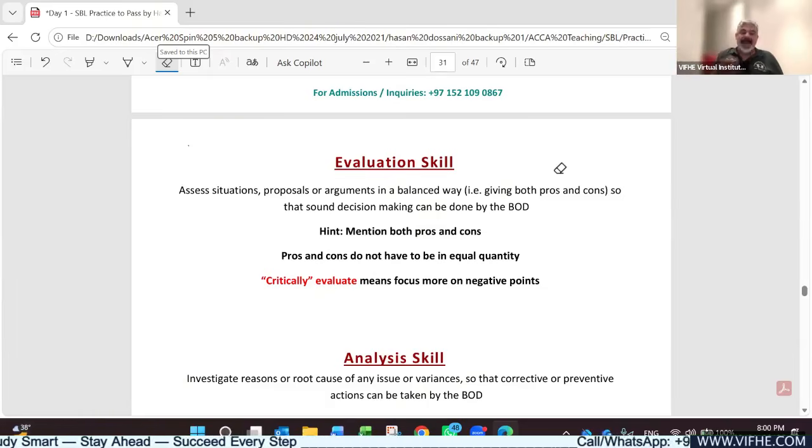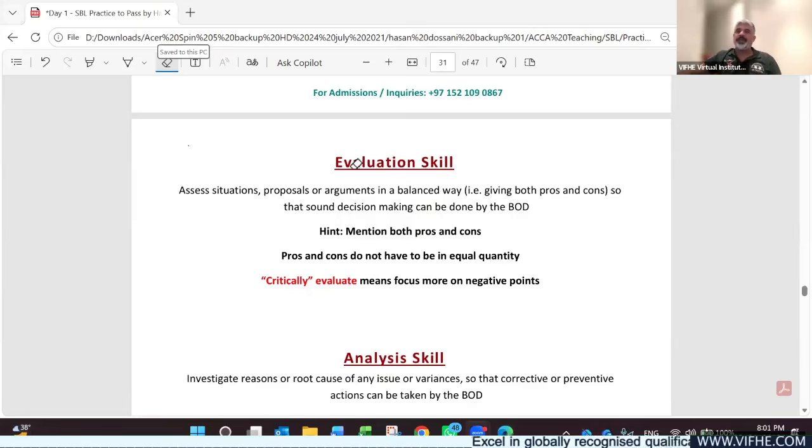So you can write one or two positive points, that's fine, but the majority of your points should be negative points, because the examiner specifically mentioned critically evaluate. Not necessarily all the points, but at least the majority should be negative points. Clear? Done. We are done. Evaluation skill, very simple.